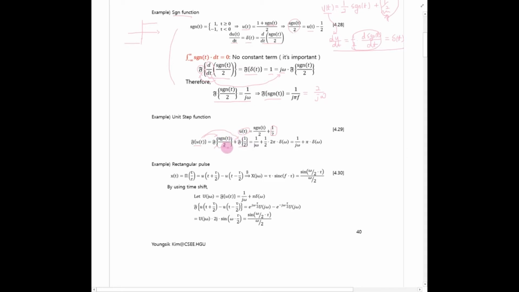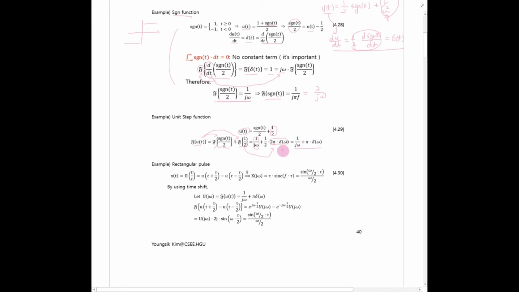So by taking the Fourier transform, you know that the Fourier transform of sine over 2 equals 1 over j omega. So this part gives the 1 over j omega term. And what about the constant term? The constant term gives a delta function. You know that a constant has 2 pi times delta omega, and the scale factor is 1/2 here. So the Fourier transform of the unit step function is given in this way. We already derived how the Fourier transform of the unit step function is given.